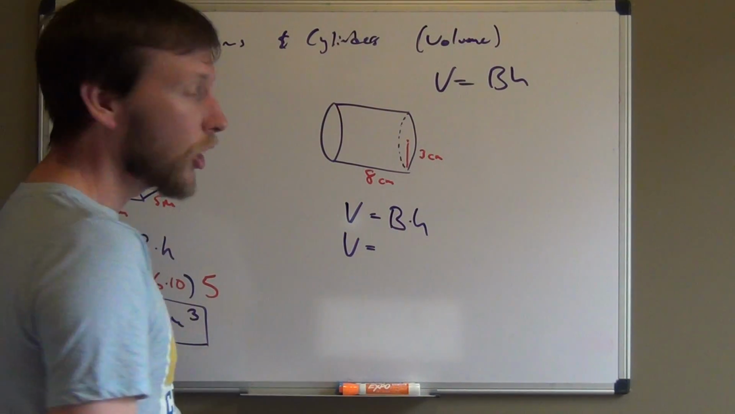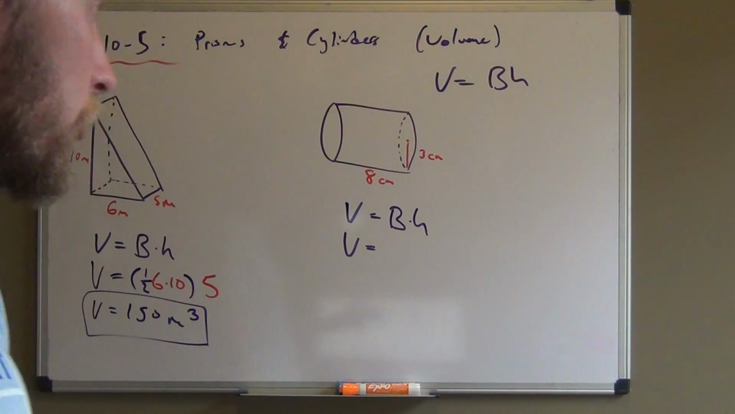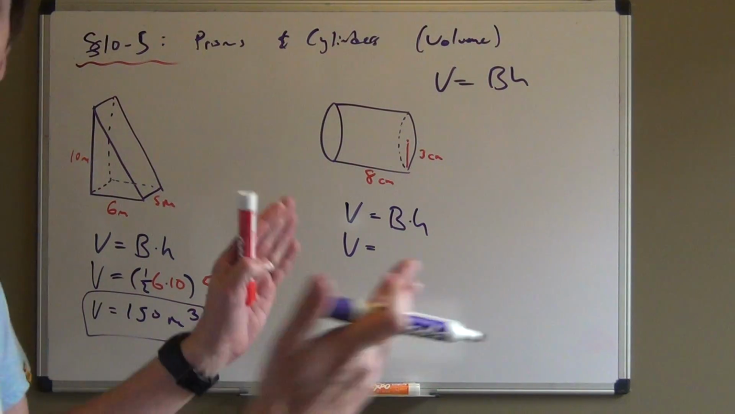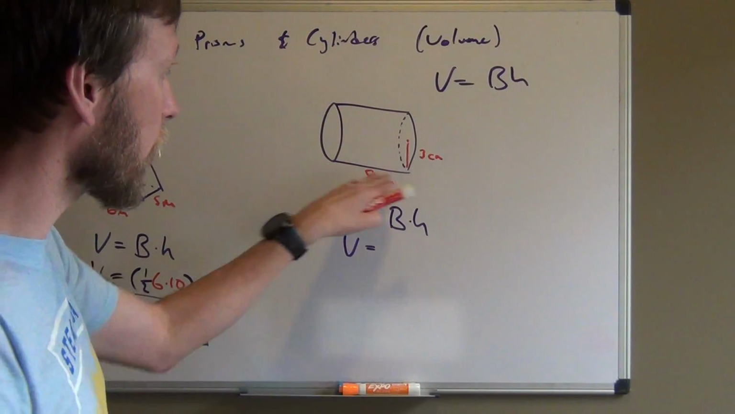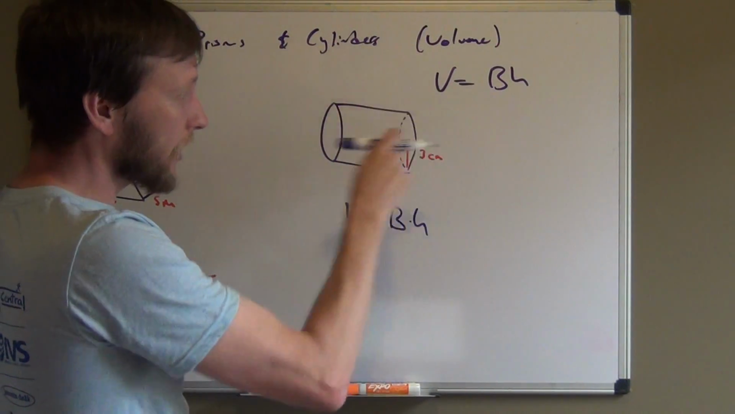Here, when we're finding that the volume is equal to the area of the base times the height of the figure, we understand that the circles are the bases of our cylinder, and then the perpendicular distance between those circles is the height. So the height is actually 8, and the bases are the circles.